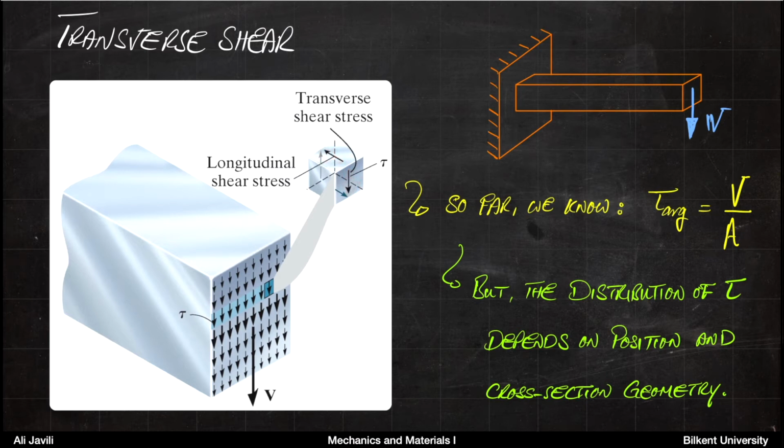Now, why are we talking about this? It turns out that although we are interested in transverse shear stress itself, we cannot exactly calculate that, but we are able to calculate the longitudinal shear stress. But then we know these are equal, so we use this equality as a way to calculate transverse shear. So we calculate transverse shear indirectly.